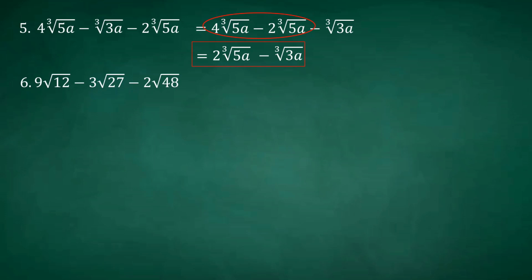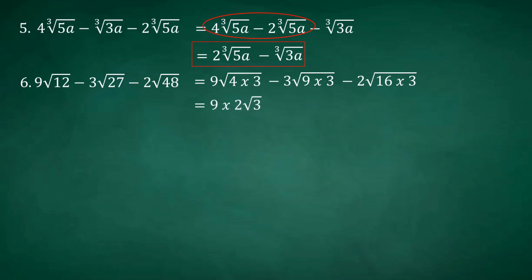Example number 6 also has different terms, so we cannot easily simplify them. All you need to do is to simplify each radical by identifying perfect squares. Just factor the radicand, so the factor of 12 is 4 and 3, and the factor of 27 is 9 and 3, the factor of 48 is 16 and 3. Simplify. Square root of 4 is 2, so pull out 2 from the radical. Square root of 9 is 3, so pull out 3 from the radical. Square root of 16 is 4, so pull out 4 from the radical.